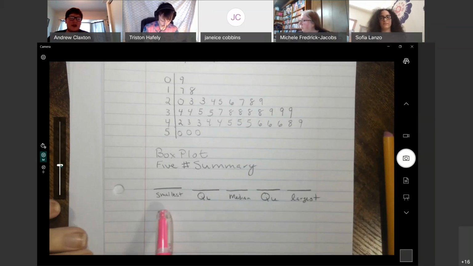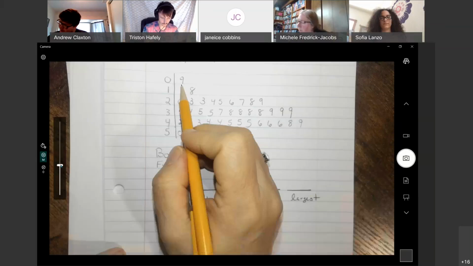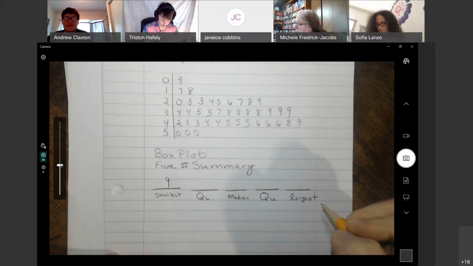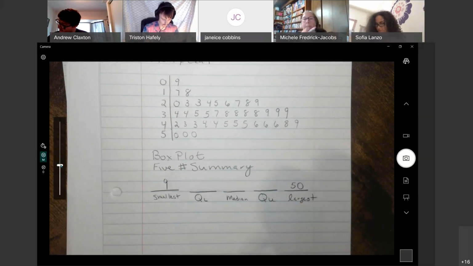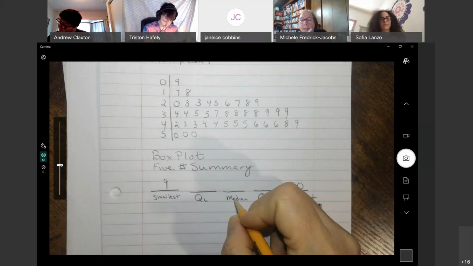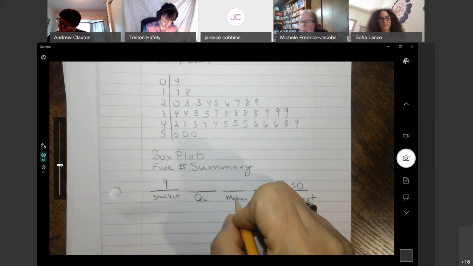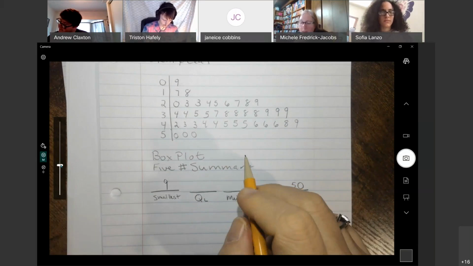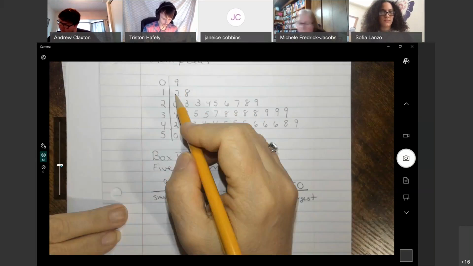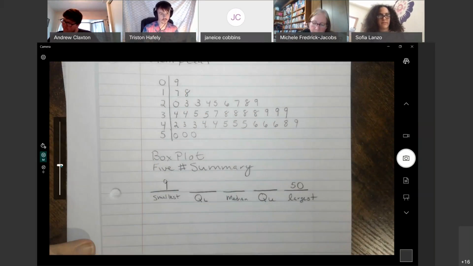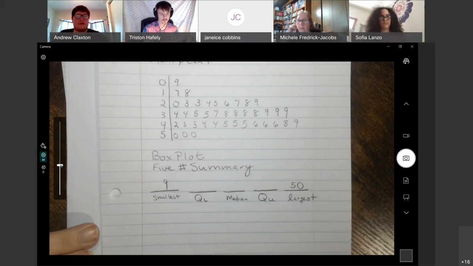Okay. Well, smallest and largest is easy. The smallest is 9, and the largest is 50. Now, the median is the middle number, and I forget how many pieces of data there are. 5 times 1, 2, 3, 4, 5, 6, 7, 8. So there's 40.